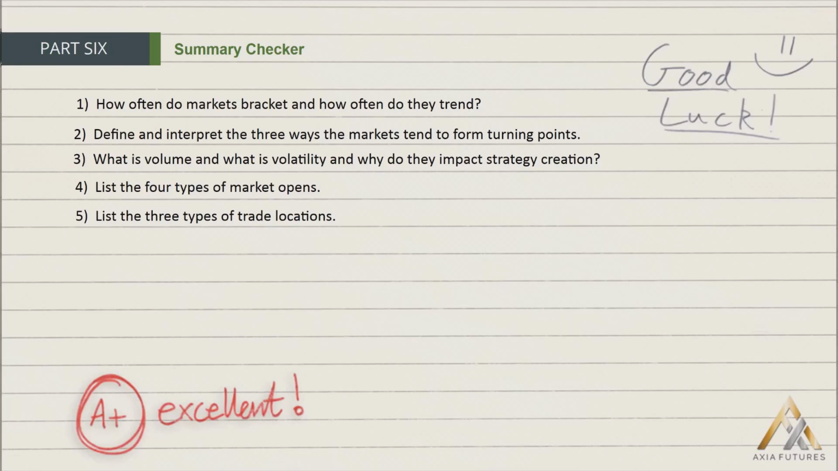And then, what is volume and what is volatility, and why do they impact strategy creation? So crucial you understand that, and so crucial you add the 2 elements of volume and volatility, not just to your understanding, but to your strategy formulation. And then fourthly, list the 4 types of market opens. Again, crucial. The way the market opens shows us either early conviction, which is strong, or low conviction.